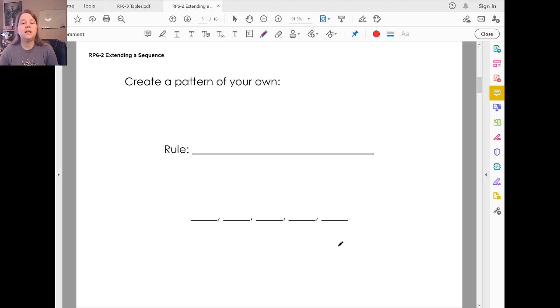Go ahead and create a pattern of your own. Make sure that it has the rule and at least 5 terms in it.